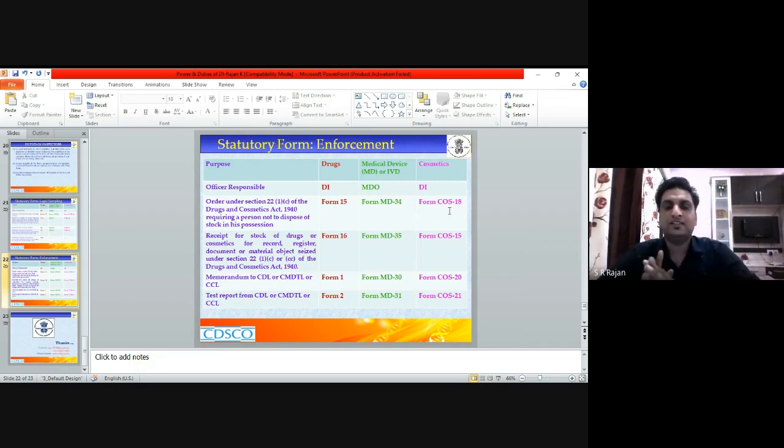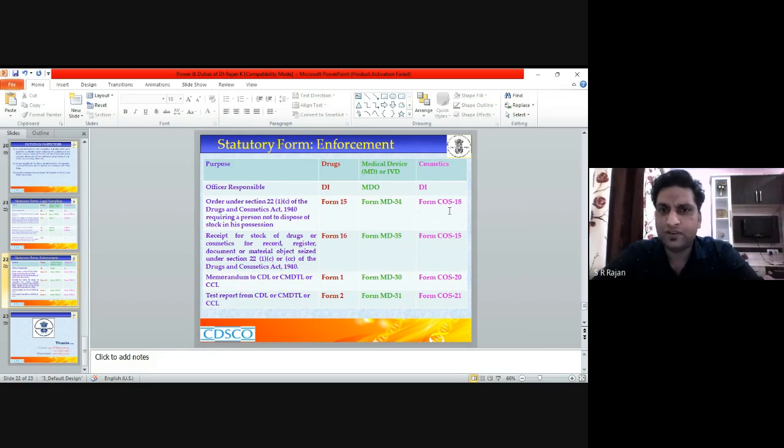The report of these four challenge samples will be in Form 2 in case of drugs, and the reports will be signed by the director of the laboratory, the appellate authority, and sent directly to the judicial magistrate. In case of medical devices, it is MD31, and in case of cosmetics, it is COS 21.